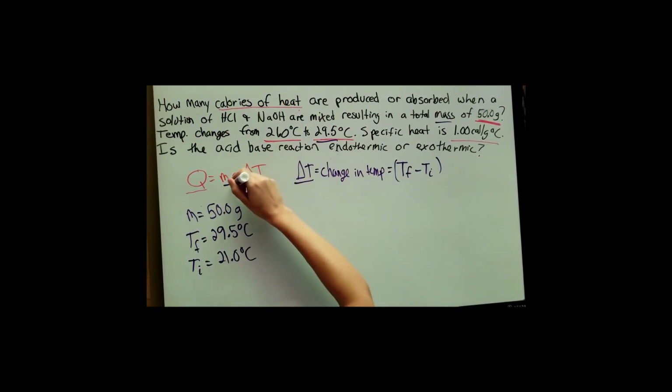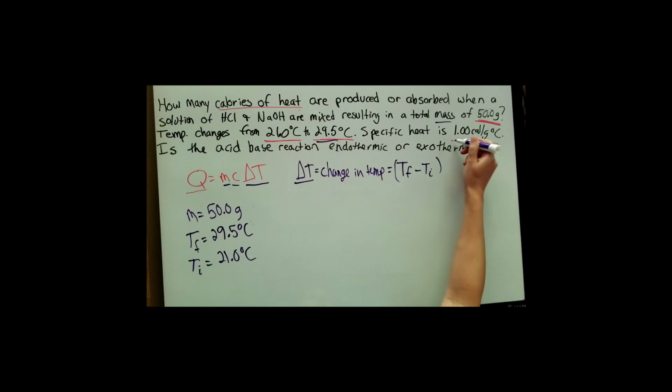We still need the c value. So that's going to be the last number that we underlined here. That c stands for specific heat. Specific heat varies depending upon each substance, so this number will always be given to you. So my c is 1.